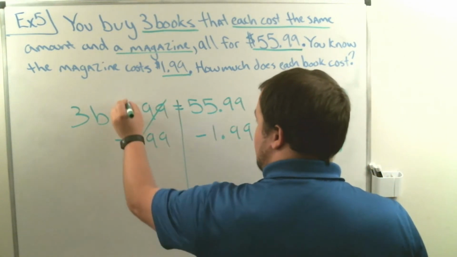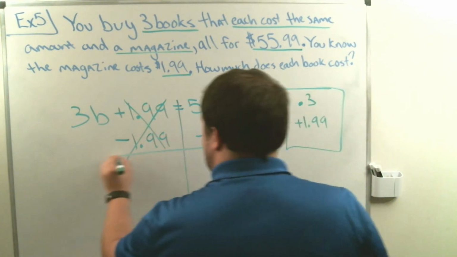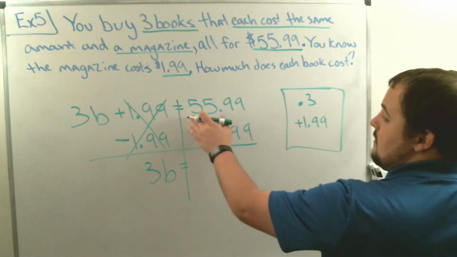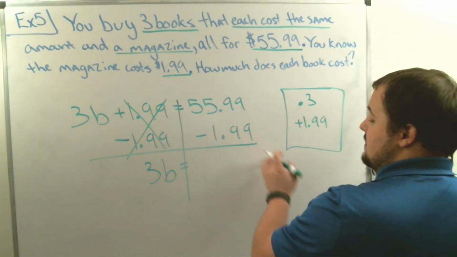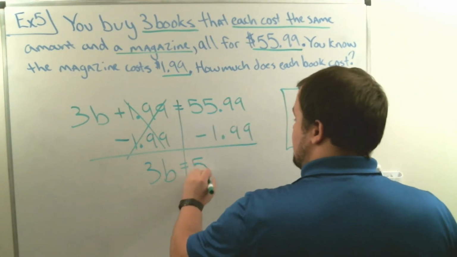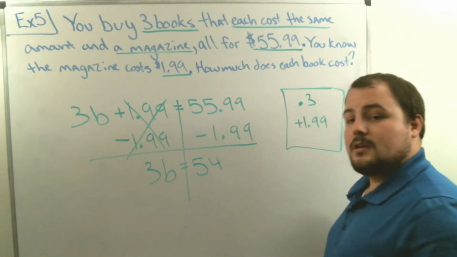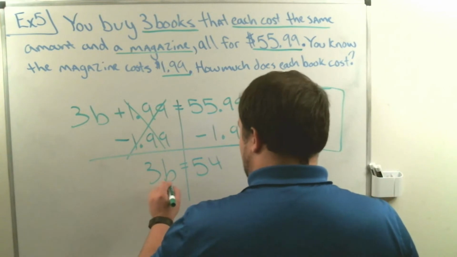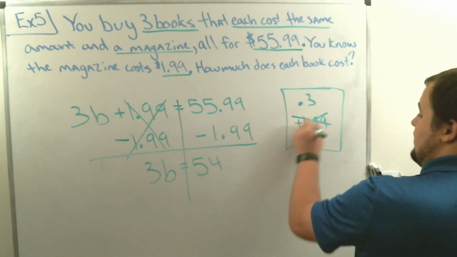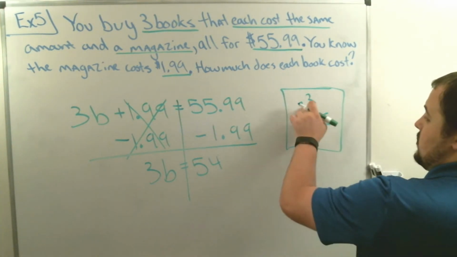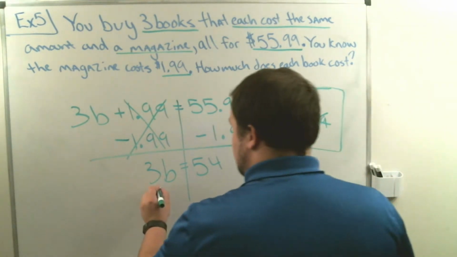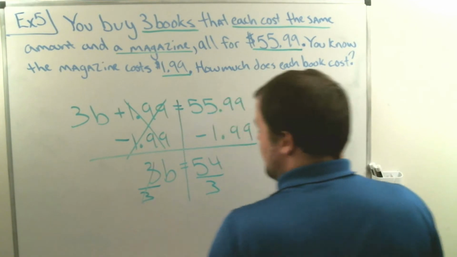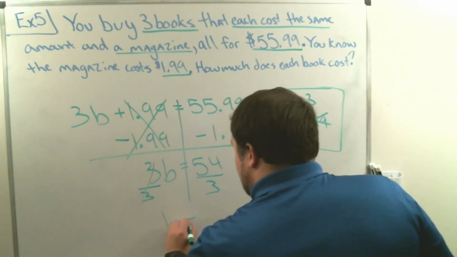$1.99 minus $1.99 cancels out. We still have 3 books is equal to $55.99 minus $1.99 is $54. Now, all we got to do is solve for our books. So, we got to get B by itself. We got rid of the $1.99, so I'm going to go ahead and cross it out. We still have times 3, so the opposite of times 3 is divide by 3. Divide by 3. And books are going to equal.